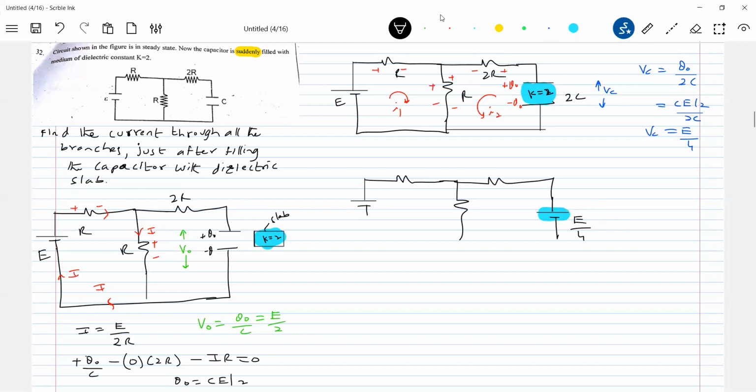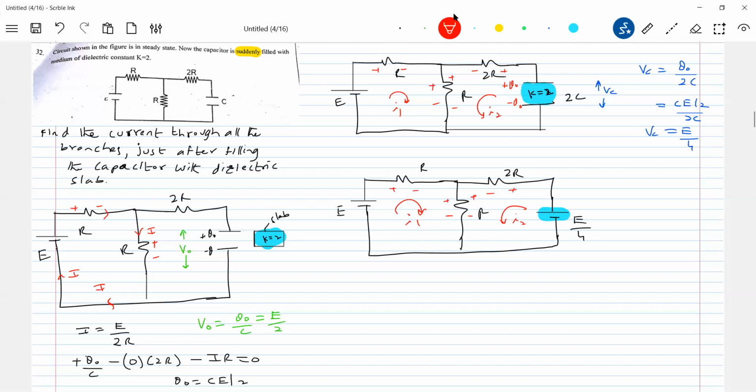Now write down the equation. It's a simple two loop problem. You know how to manage it. So where is the capacitor? The equivalent is what I'm showing with a cell. So what was our question? Our question was to find the current through all the branches just after filling the slab. The moment I fill it up, only then I'm asking you. So this will be polarity plus minus plus minus.